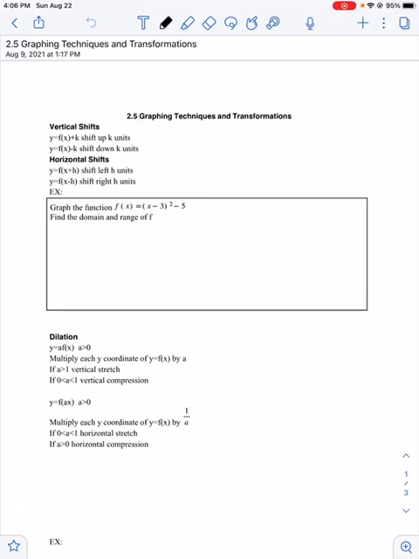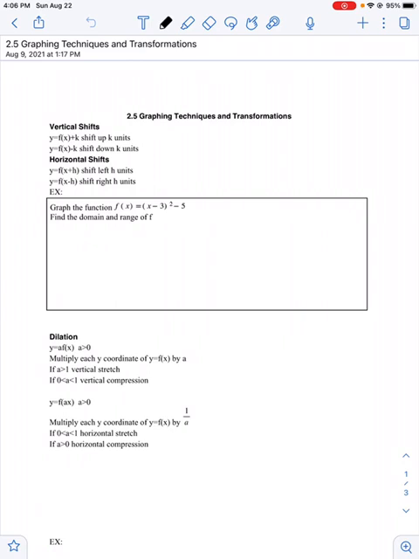All right, only 2 more lessons in this chapter. So we are at 2.5, graphing techniques and transformations. Our first transformations are shifting left and right or up and down.